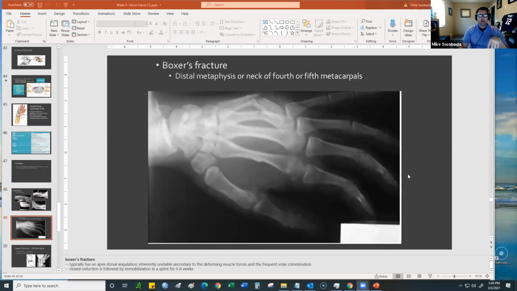Boxer's fracture. So this is where you're going to have a fracture in the fourth and or fifth metacarpal bone. You get this through punching somebody. Not that I want to teach anyone how to fight, because I wouldn't ever want to. I kind of take the Ferdinand approach with everything.